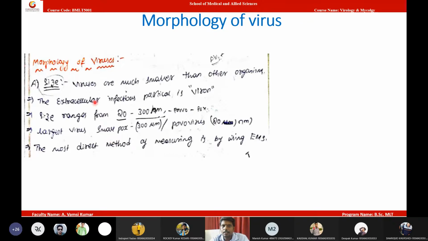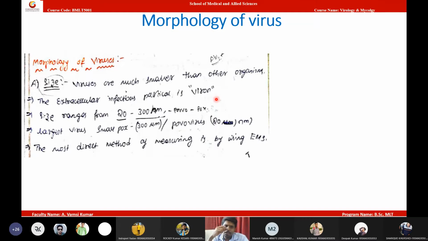Then the extracellular infective agent is called a virion. We already discussed this one. If the virus is present outside the cell, it is called a virion. If the virus is present inside the cell, it is called a virus. So the extracellular infectious particle is called a virion, whereas the intracellular pathogen is called a virus directly.